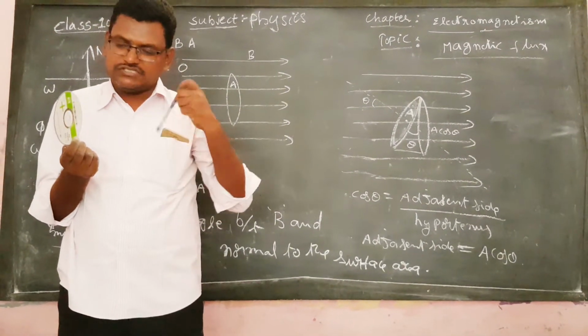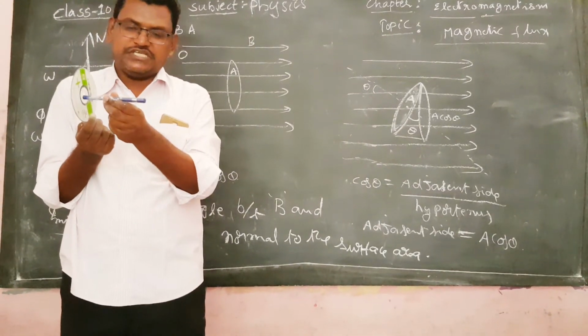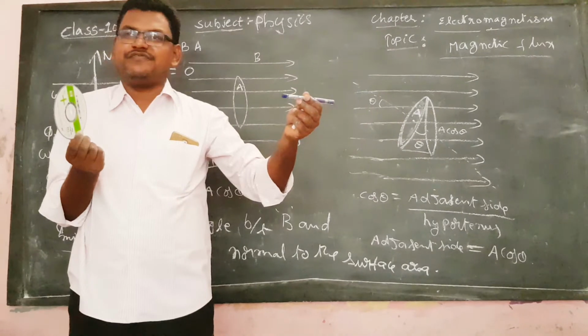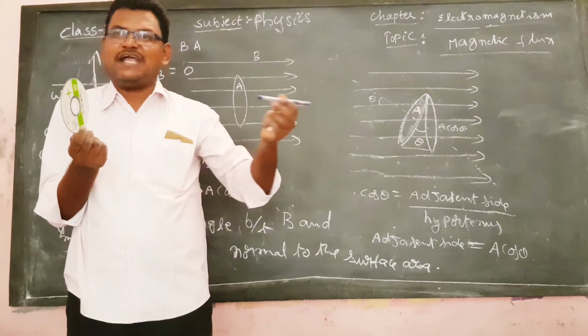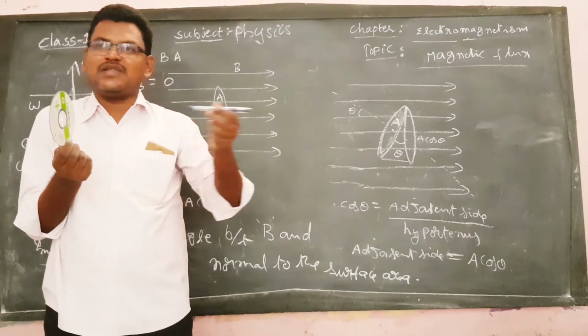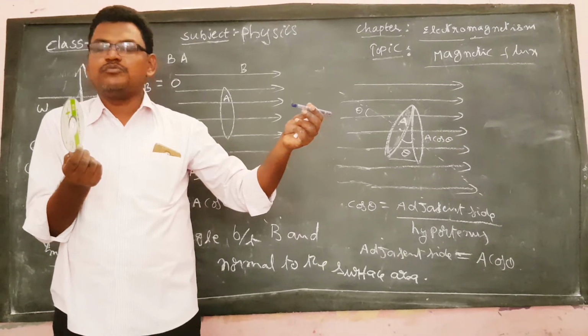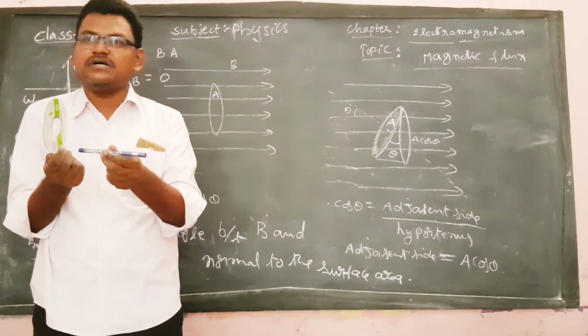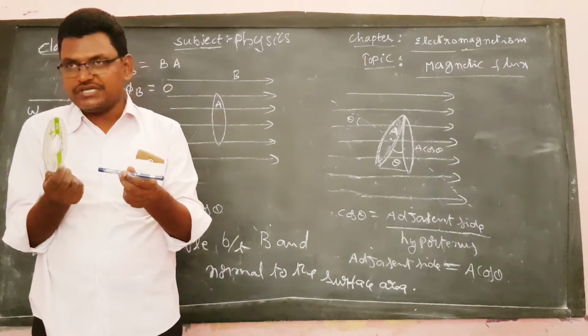This is the normal to the surface area. And this is the direction of magnetic field. Both the direction of magnetic field and the direction of normal to the surface area are in the same direction, parallel. Means the angle between them is equal to 0 degrees.